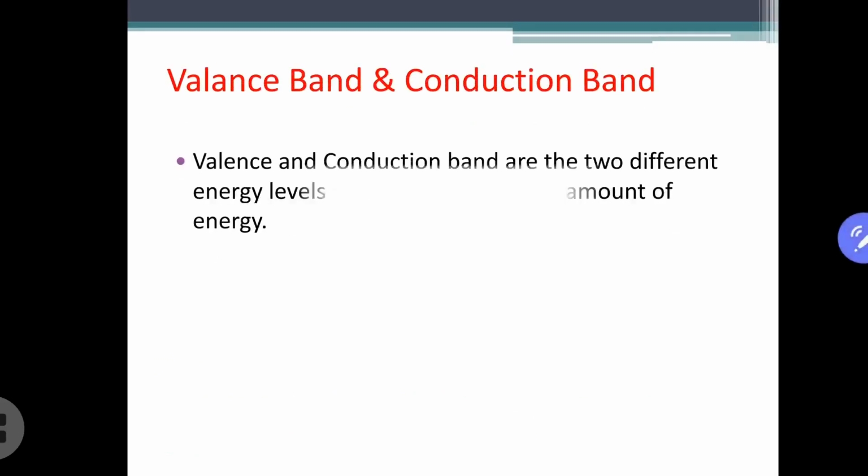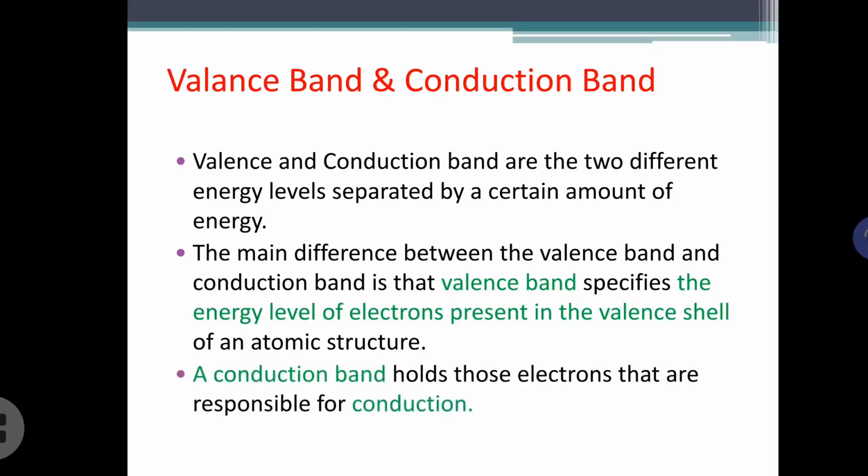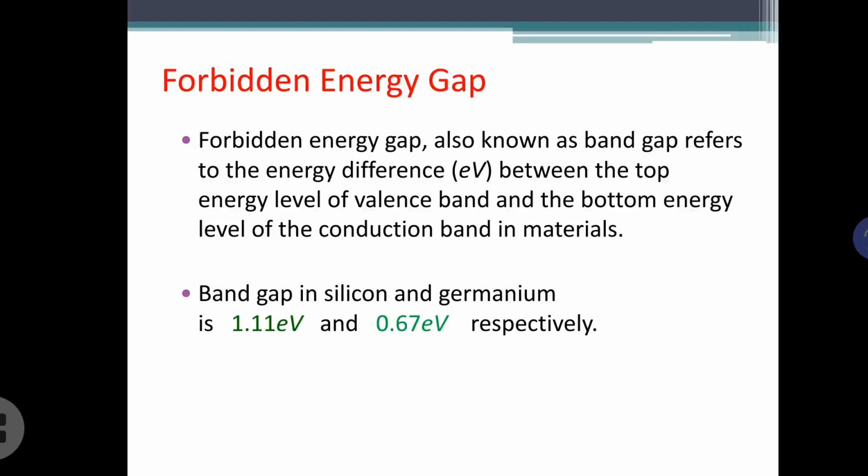Now the definitions of the valence band and conduction band. They are two different energy levels separated by a certain amount of energy. The main difference is that the valence band specifies the energy level of electrons present in the valence shell of an atomic structure, and the conduction band specifies the electrons which are responsible for conduction. The forbidden energy gap is also referred to as the band gap. This is the energy difference between the top energy level of the valence band and the bottom energy level of the conduction band, normally mentioned in the unit of electron volt, eV.